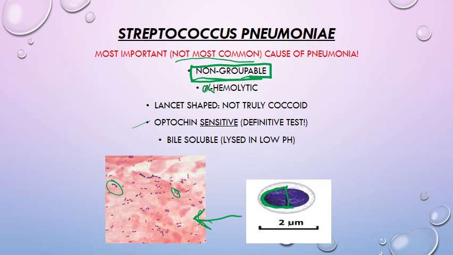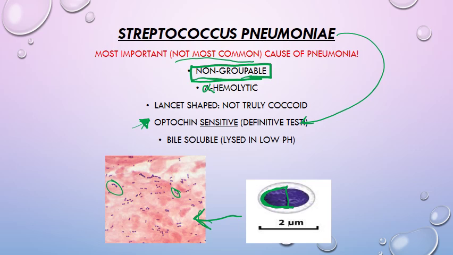However, it is optochin sensitive. Remember that optochin is a copper salt that you coat on a disc and plate on blood agar. When you plate it on blood agar with the optochin disc, you'll see a zone of inhibition around the disc whenever Streptococcus pneumoniae is growing. And that's one way that you can differentiate it from the viridans streptococci, because the viridans streptococci are optochin resistant.